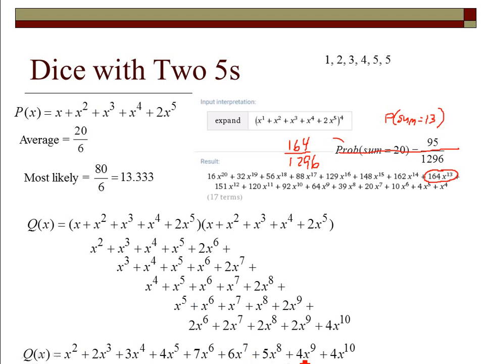So probability of getting an odd is 16 out of 36. Probability of getting an even sum is 20 out of 36. I'm just adding up the even exponents versus the odd exponents.